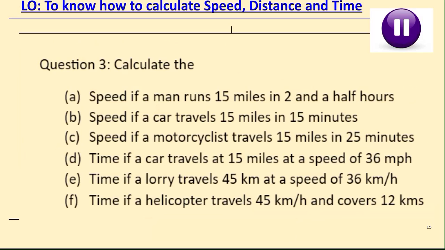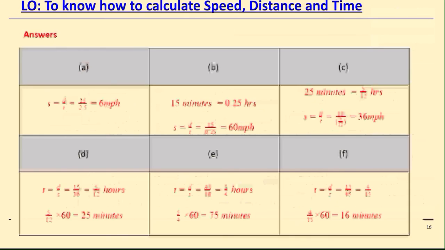We're on the final question of this lesson. Give yourself 10 minutes to answer question 3. Remember to pause the video. Great work. Mark your work in green pen. You worked really hard during this lesson. Great job.